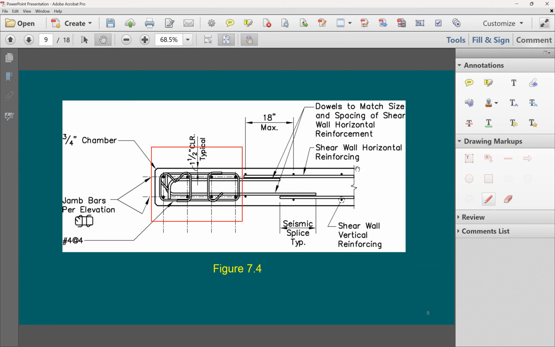Now I can rewrite my equation. My equation is going to be phi-Vn. This is going to be the shear strength. The phi factor first is going to be equal to 0.6 for shear walls. Keep this in mind, it's not 0.5. So for shear walls, the phi factor, please write a note about this, is equal to 0.6.